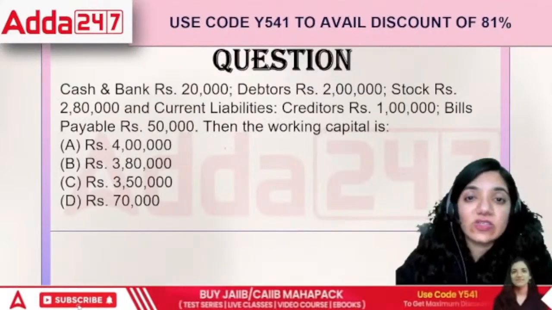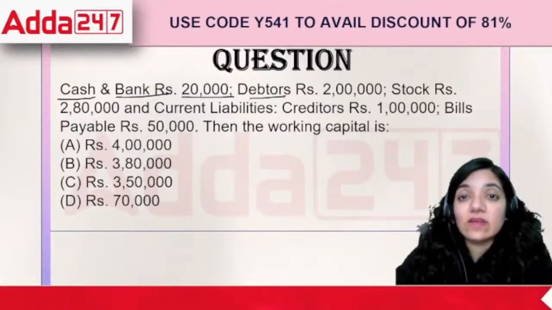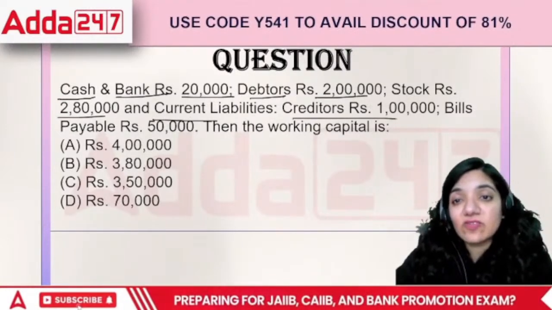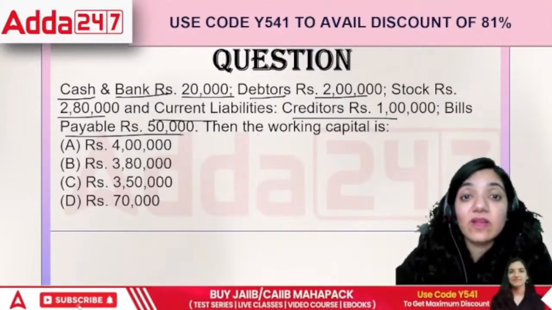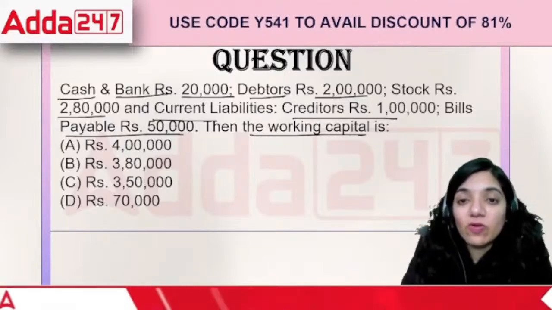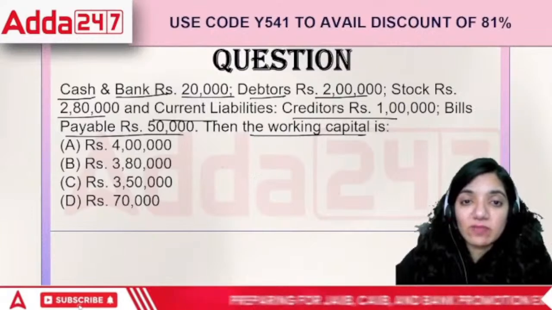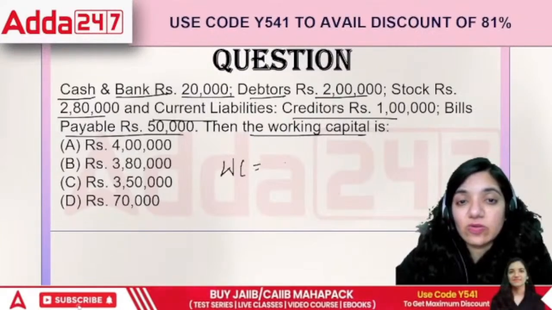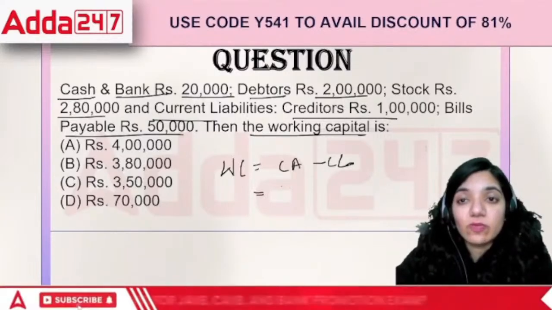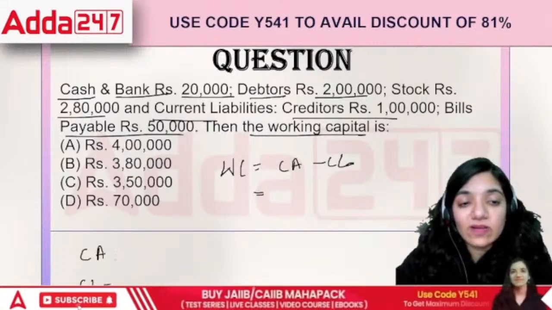Now the next question. The cash and bank is 20,000. Debtors are 2 lakh. Stock is 2 lakh. Current liabilities are given: there is a creditor and there is a bills payable. Then what is the value of the working capital, everyone? Working capital of an organization can be defined as WC equals CA minus CL. So how do we record it? Add up all the current assets and add up all the current liabilities.